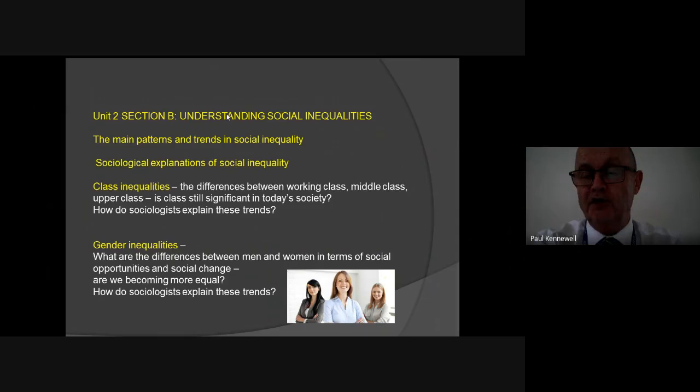Gender inequalities. We know there have been lots of changes in the situation between men and women. If we compare the 1970s to now, there have been huge changes. But has the change been total? Are men and women equal in the workplace? Are they equal in the home? Are they equal in other aspects, such as education and health? What we'll do is look at differences which still exist between the genders in those areas, and how sociologists explain these trends.